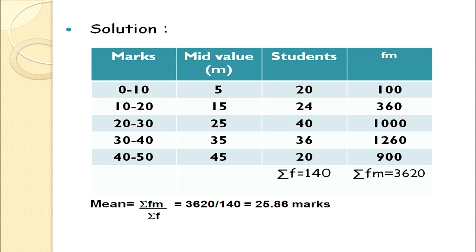Now, the next step, we are going to sum up Fm. When we do summation of Fm, we get 3620. The sum of the frequency is 140. So, first we will write the formula: mean is equal to sum of Fm divided by sum of F, that is sum of observations. That is 3620 divided by 140, which gives us 25.86 marks.